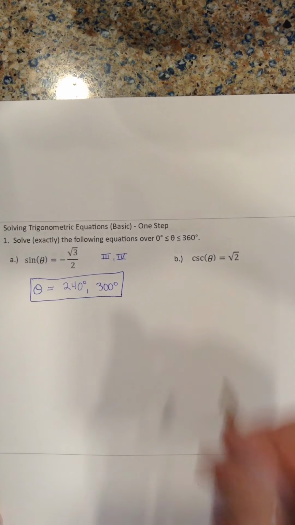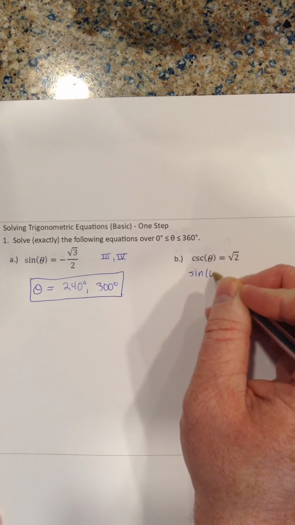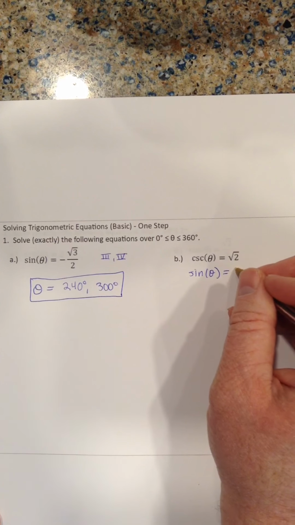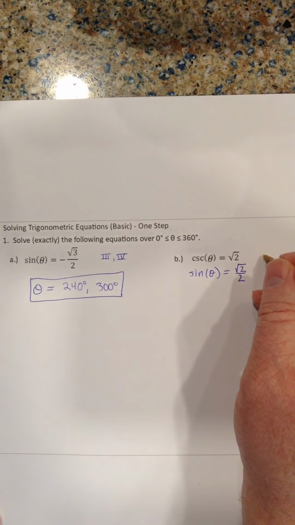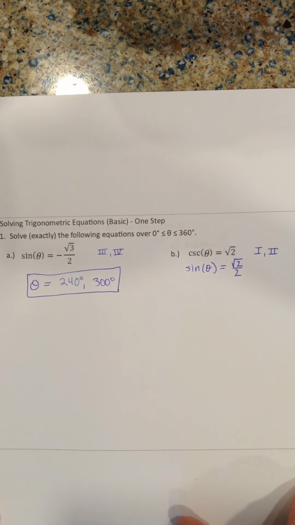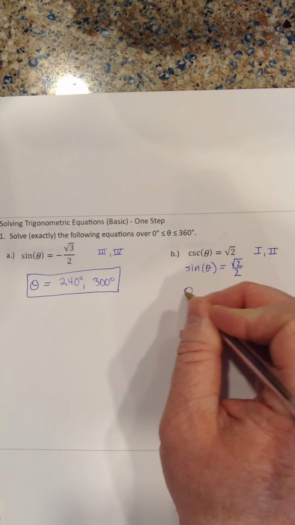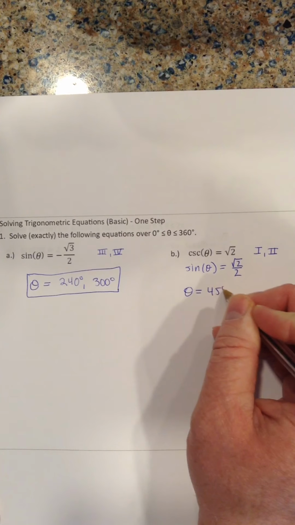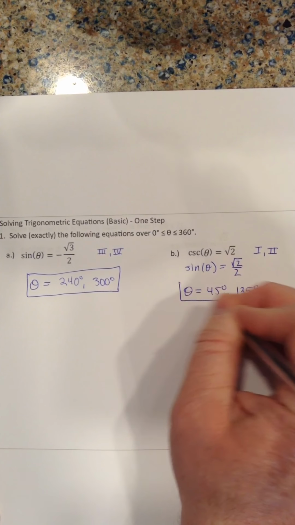Alright, cosecant of theta equals root 2. Well, the reciprocal of cosecant is sine, and the reciprocal of root 2 is root 2 over 2. Now sine is positive in quadrants 1 and 2. So I need to think, oh, that's a 45-degree angle. So that'll be 45, and in quadrant 2, it's 180 minus 45, or 135.